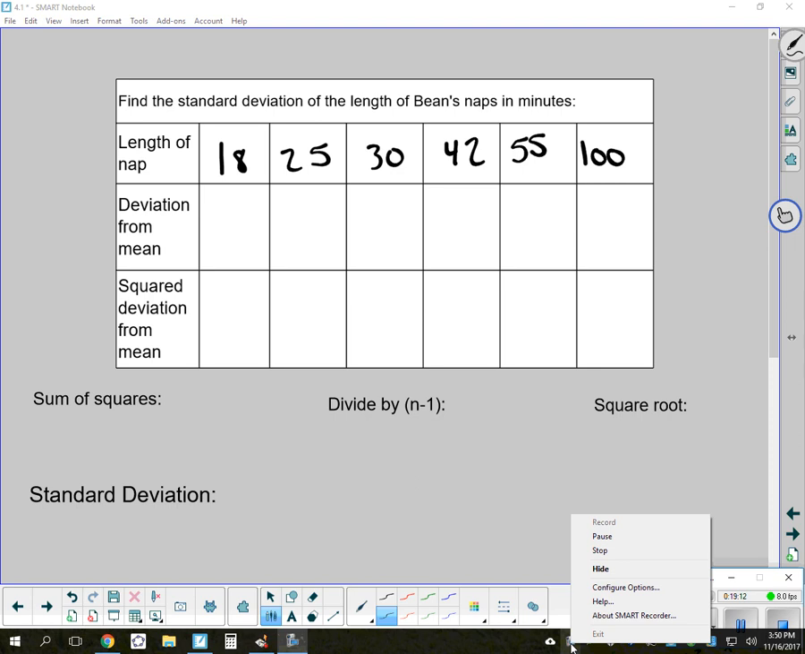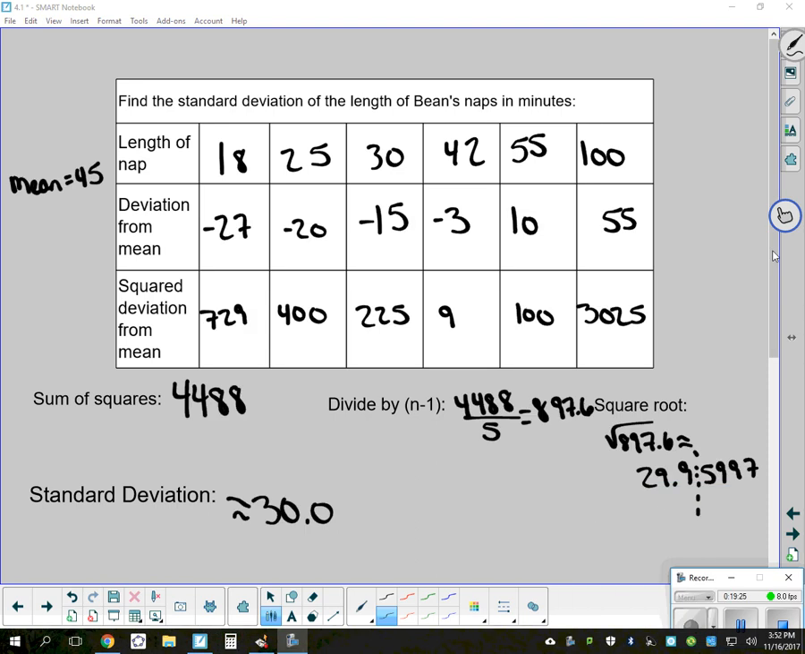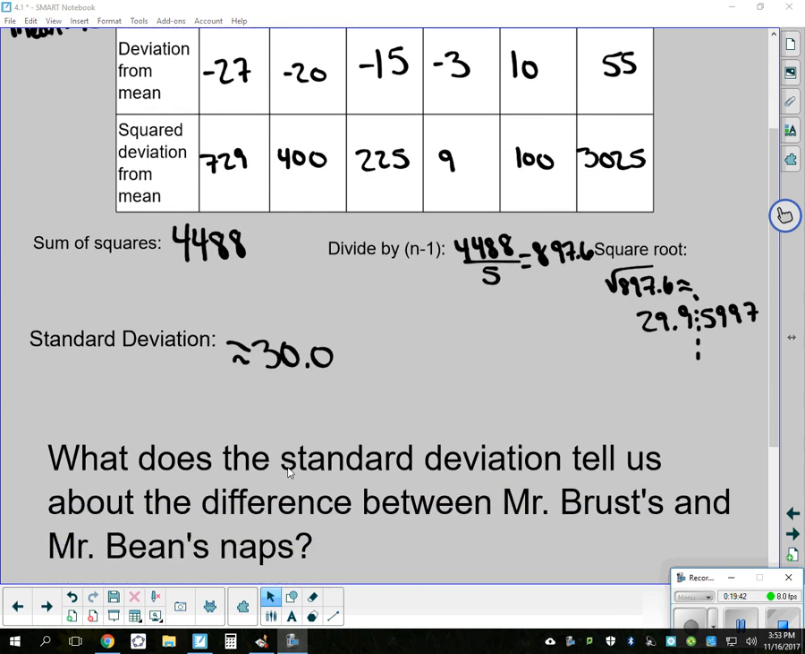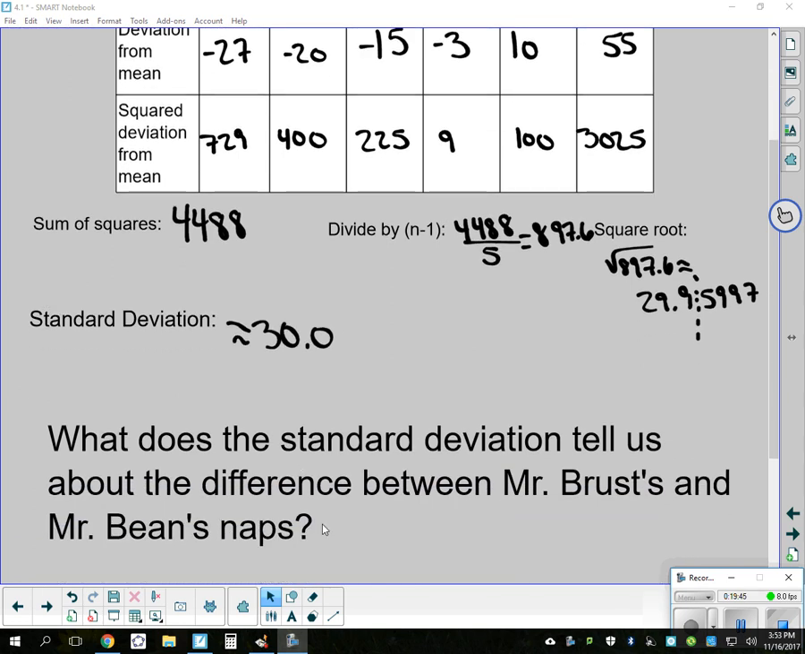Before I show you my worked out solution, because you probably already paused it, I'm wondering if you expected to have a higher standard deviation or a lower standard deviation. Think about that. Okay, I expected this to have a higher standard deviation than the last set of information because I knew they were more spread out. I knew I was going with numbers that were further apart based on my range and based on this outlier here. And sure enough, the standard deviation is a bigger number. It is 30. So what does the standard deviation tell us about the difference between Mr. Brust and Mr. Bean's naps?